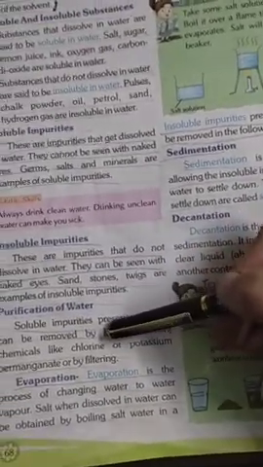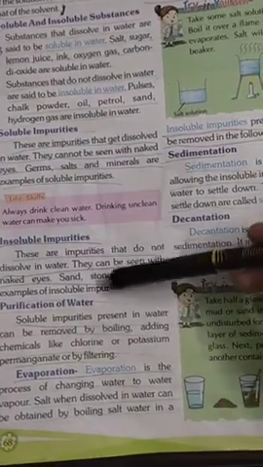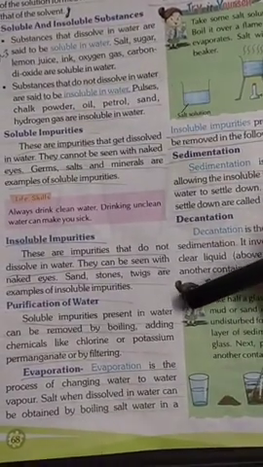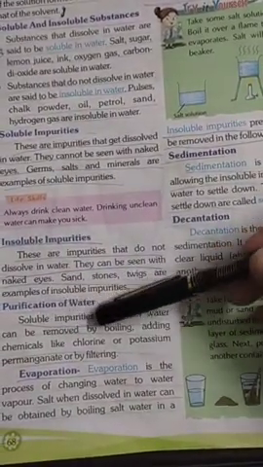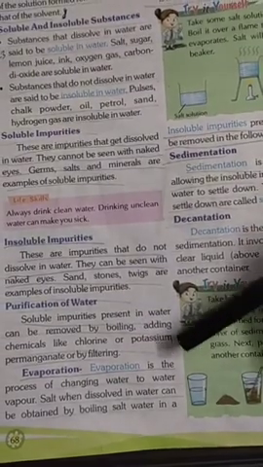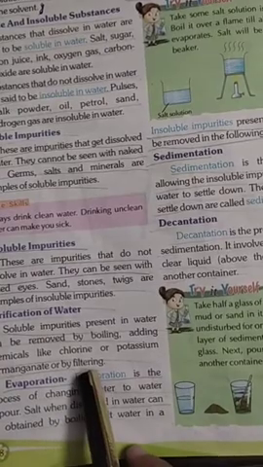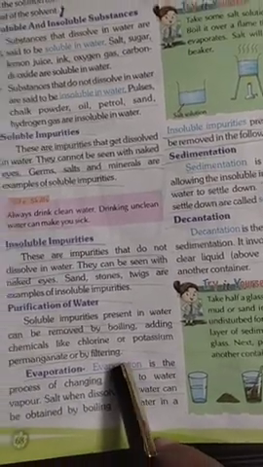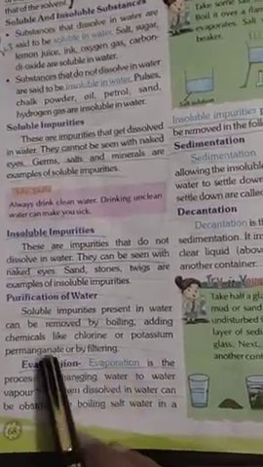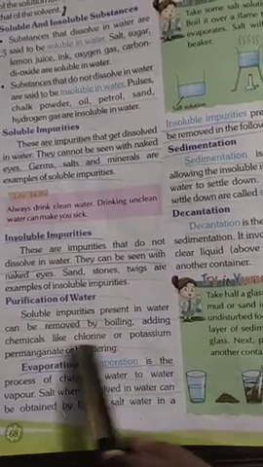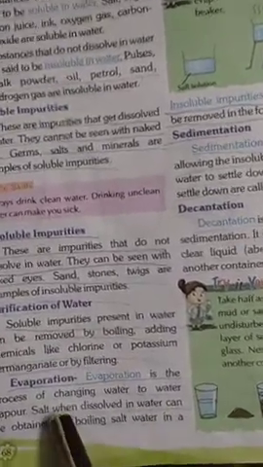Purification of water. How can we purify water? Soluble impurities present in water can be removed by boiling, adding chemicals like chlorine or potassium permanganate, or by filtering. Understood? These are the few methods by which we can purify water.